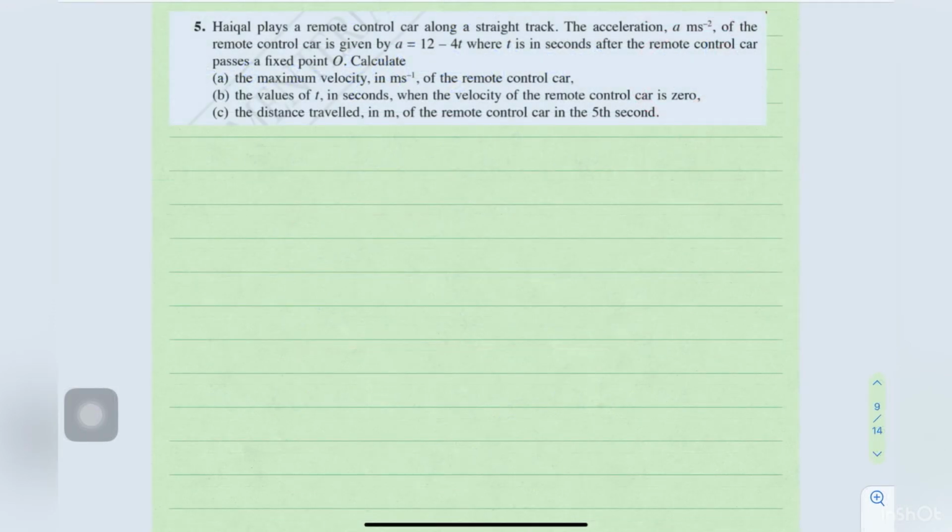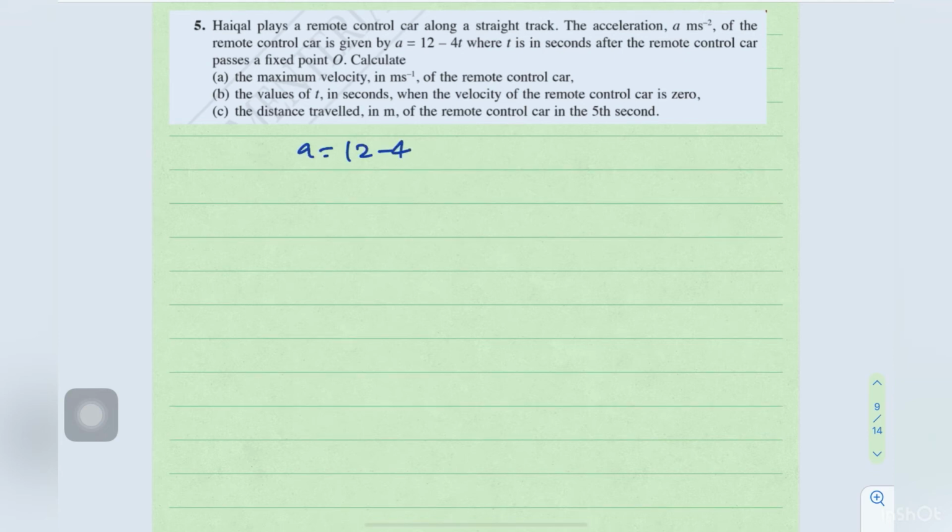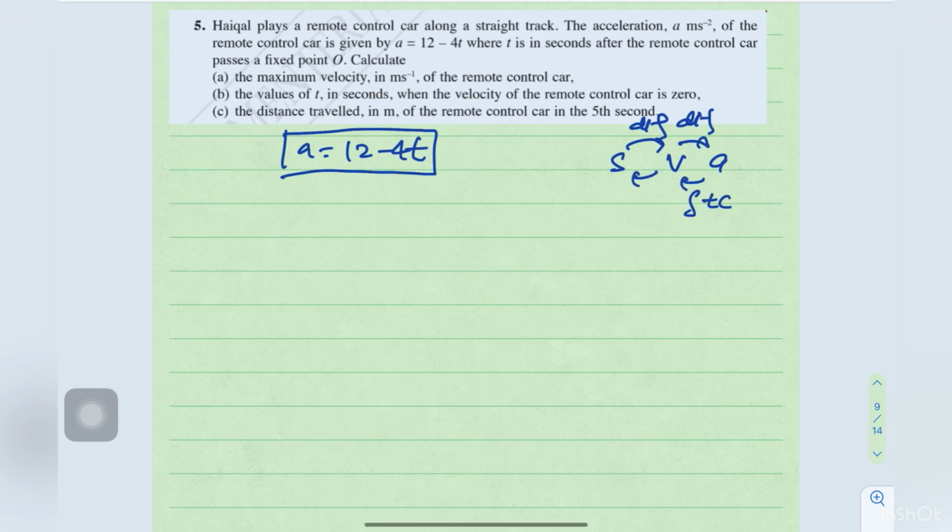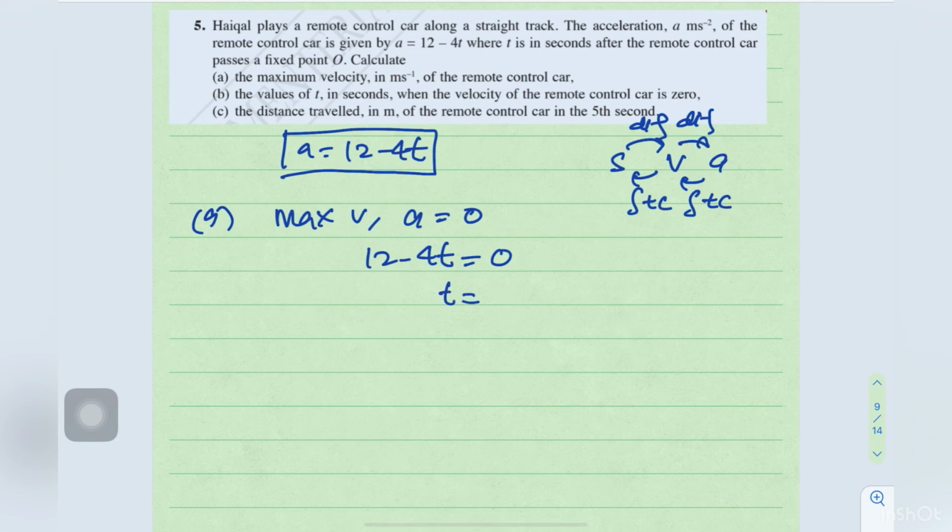Number 5. Haikal placed a remote control car along a straight track. The acceleration a in meters per second squared of the remote control car is given by a equals 12 minus 4t, where t is in seconds after the remote control car passes a fixed point O. Calculate the maximum velocity in meters per second of the remote control car. So S, V, A: differentiate going this way, integrate going the other way, V to S integrate. To find maximum velocity, A equals 0. So 12 minus 4t equals 0, t equals 3 seconds.